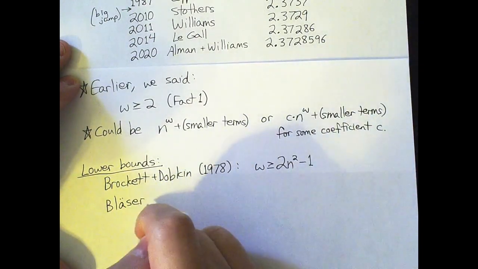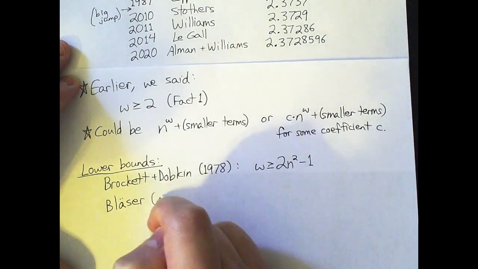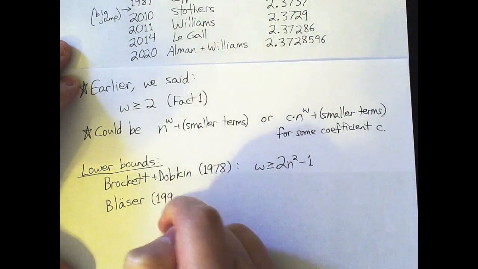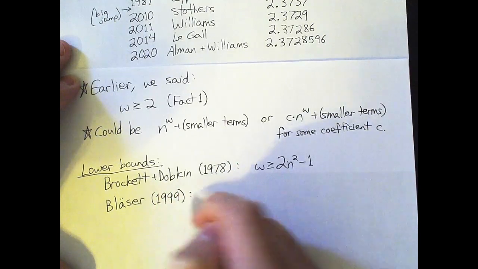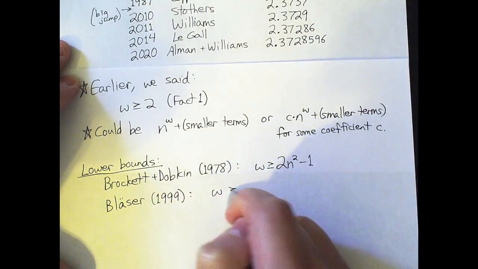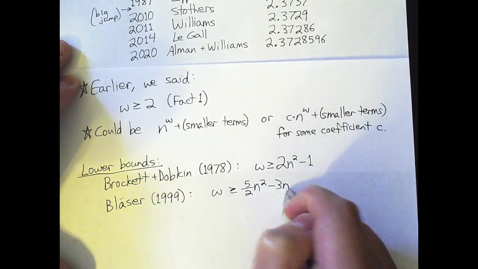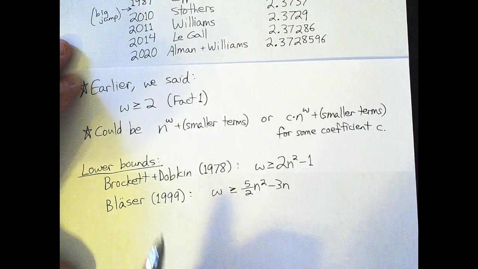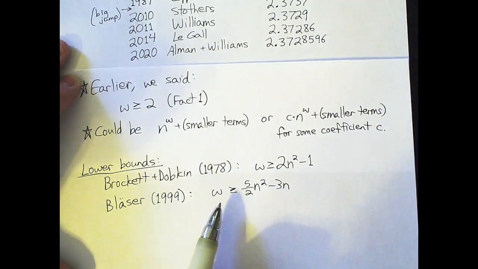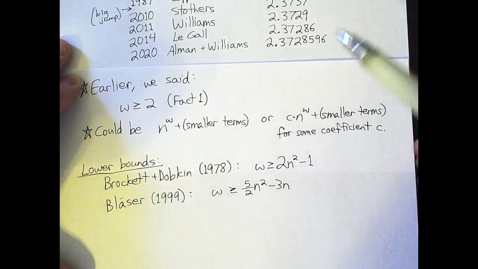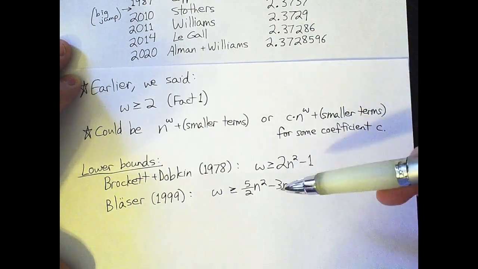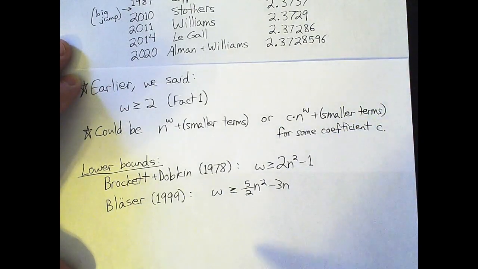And Blasser, I'm not sure if I'm saying that right, but Blasser in 1999 proved a lower bound of omega greater than or equal to 5/2 n squared minus 3n. So people are actually approaching this problem from the other direction. Instead of trying to find an upper bound, they're finding lower bounds on what omega might be.